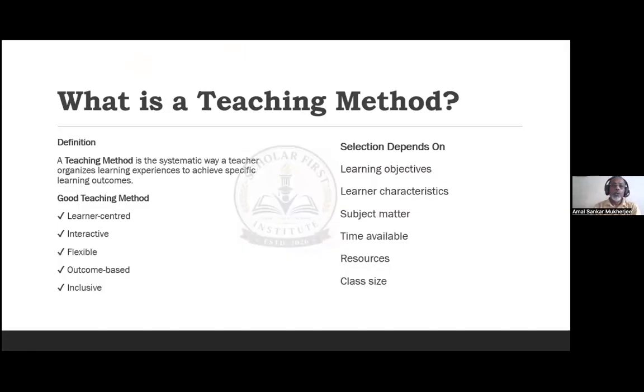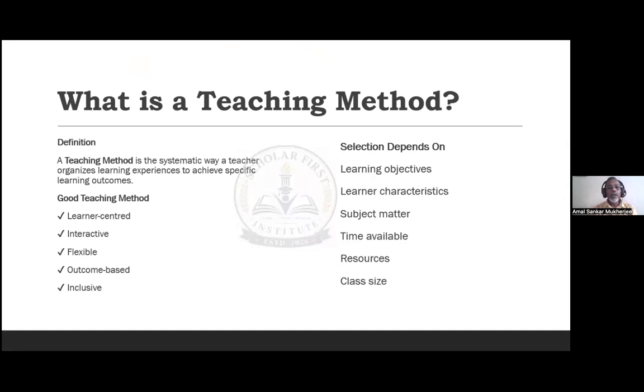So first, let me start with what is a teaching method? Because we will have to get the idea, the knowledge about the teaching method. Then we can move on to the different teaching methods that are available in this era and what particular teaching method will be used for which particular content and for which targeted learners.